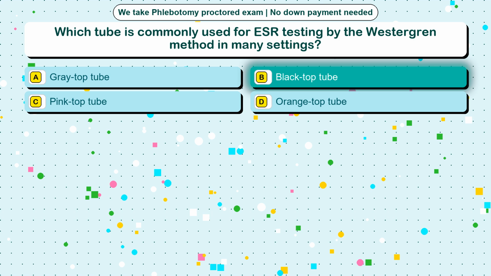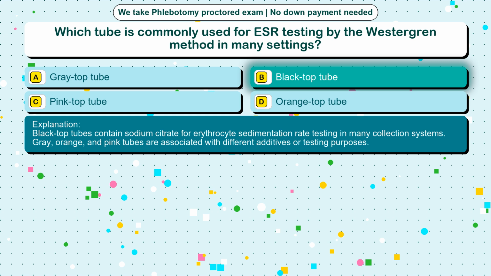The correct answer is option B. Black top tube. Black top tubes contain sodium citrate for erythrocyte sedimentation rate testing in many collection systems. Gray, orange, and pink tubes are associated with different additives or testing purposes.